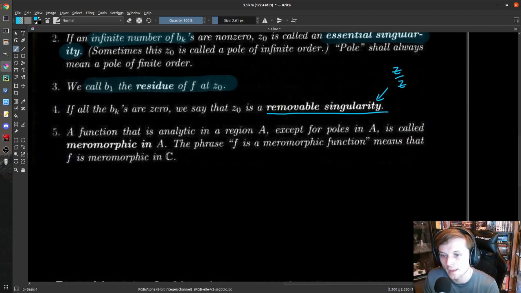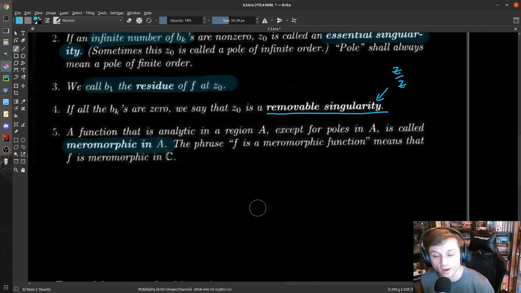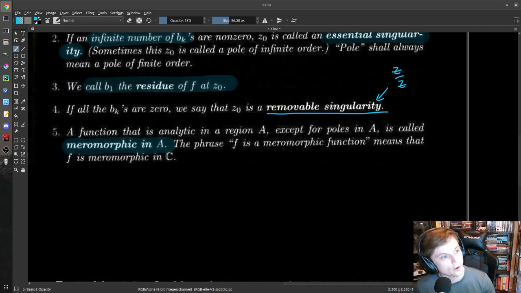All right. Now, a function that is analytic on a region A except for poles in A, we'll call these guys meromorphic in A. Meromorphic as opposed to holomorphic. I'm now forgetting what the Latin root of meromorphic means. What is that?